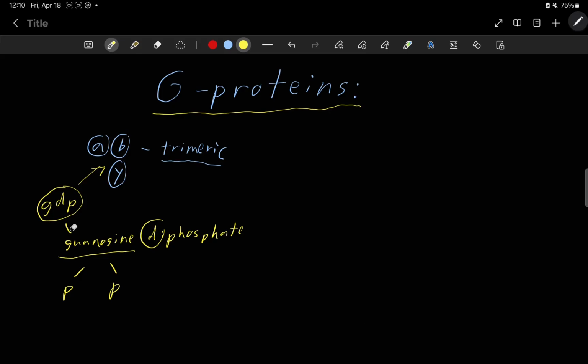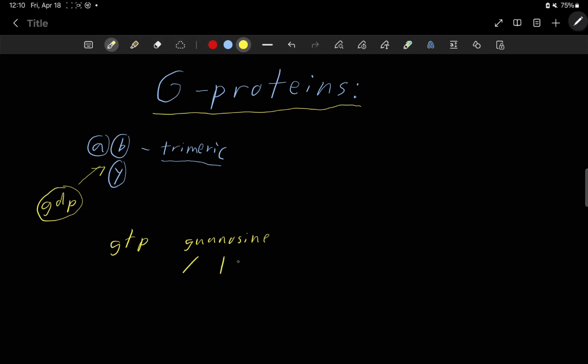But GDP is not the only thing that can come and bind onto your G protein. You can also have GTP. GTP is very similar to GDP. It's still a guanosine, but instead of having two phosphate groups, it has three phosphate groups. Hence the name guanosine triphosphate instead of diphosphate.